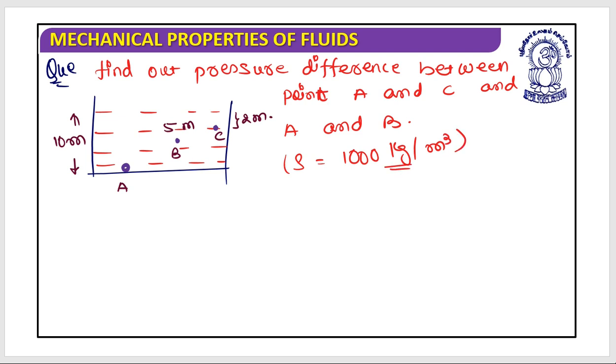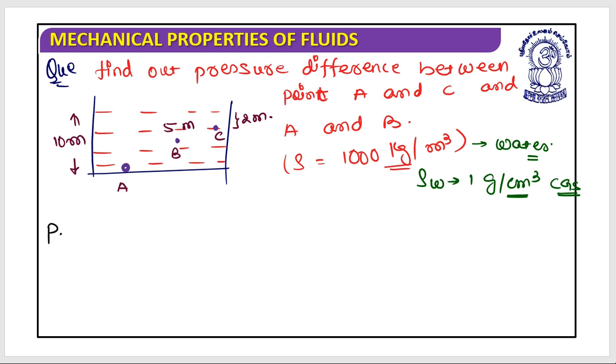Which liquid has a density of 1000 kg per meter cube? Do you know the density of which fluid is 1000 kg per meter cube? Yes, it's water. So the density of water is 1000 kg per meter cube in SI units, and in the CGS system the density of water is 1 gram per centimeter cube. Please do remember this. So now let's go back to the question.